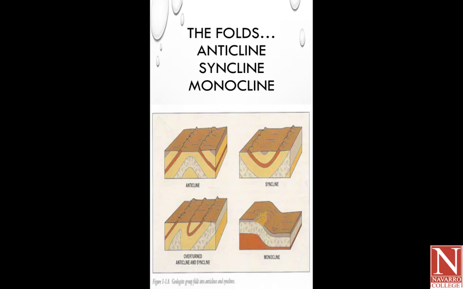Now, when the rock folds or bends in a downward shape, then it's called a syncline. And the other one we're going to look at is a monocline. It's like just a hill, just a slight slope on one side. Now, when you look at those, that comes from the heat. Now, fold is when the rock deforms, but it doesn't break.